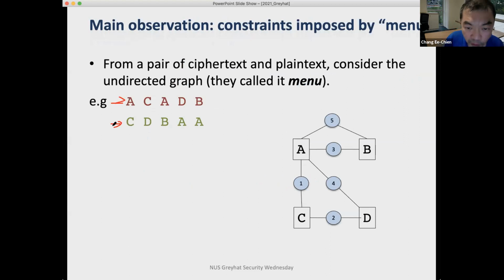Then you can form an undirected graph. A in the first position goes to C. You draw this one, and then C goes to D, and A goes to B at the third position, and D goes to A at the fourth position, and at the fifth position B goes to A. They keep doing this until they see a loop. They take pairs of plaintext and ciphertext to plot this undirected graph, until they see that there's a loop in the graph. Why is this loop, a cycle in the graph, important?